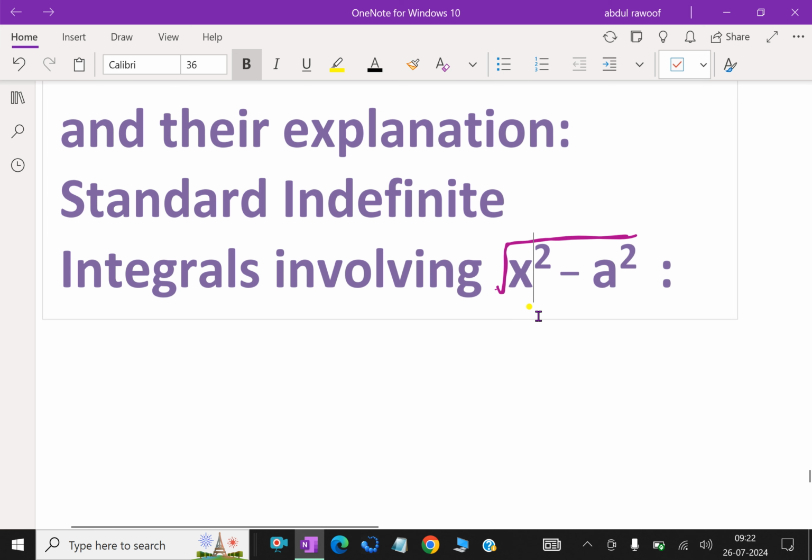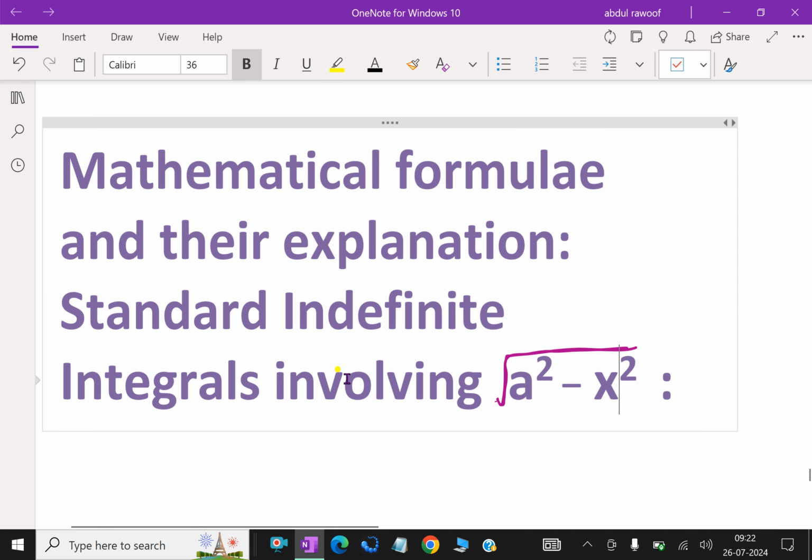Here also, this is a, this is x. So integrals involving square root of a square minus x square terms, formulas we discussed.